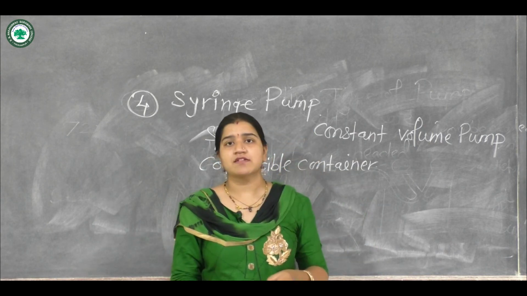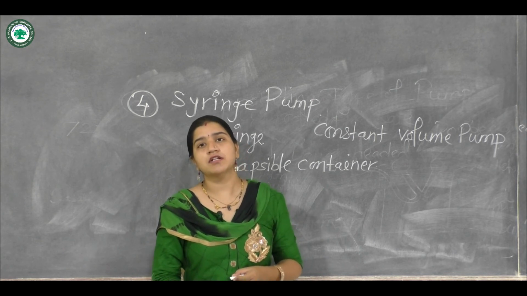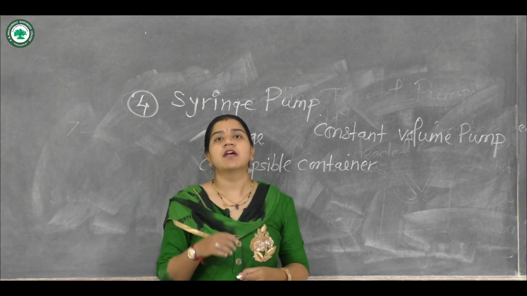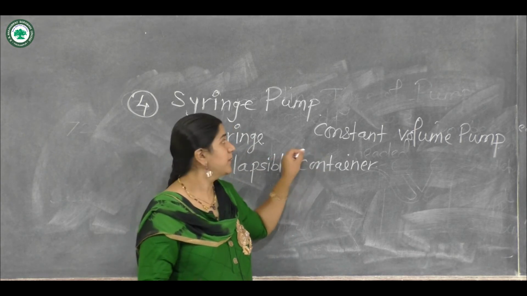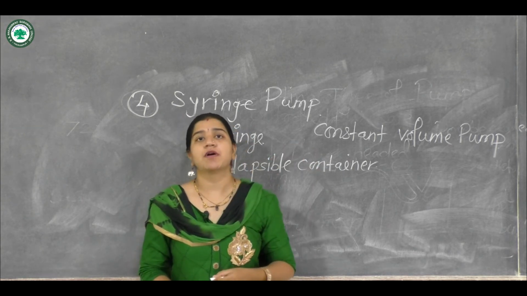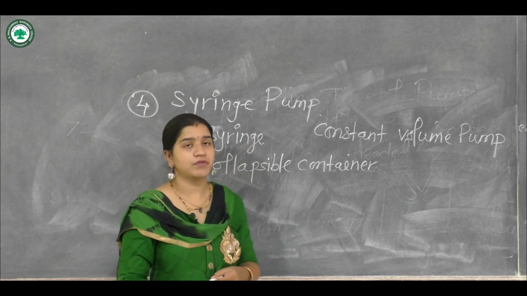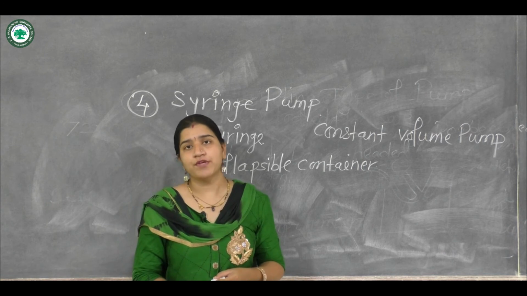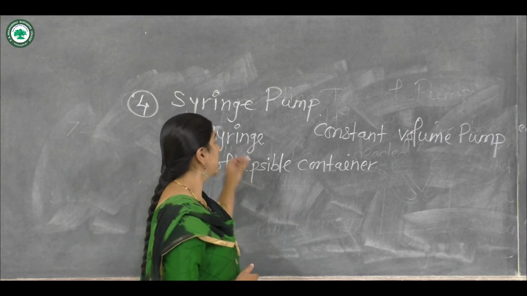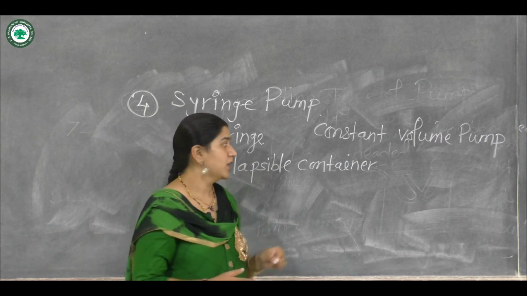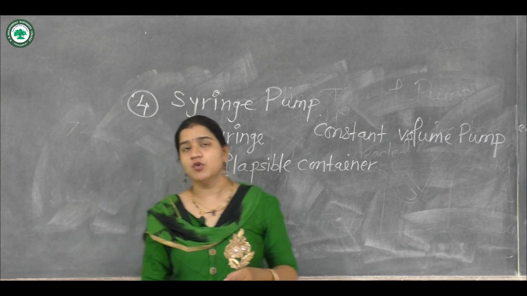Why is it known as a constant volume pump? Because every time a constant volume of the solvent is inserted inside the column by using the syringe pump. So the syringe pump, also known as the constant volume pump, injects a fixed volume of the solvent every time. Now the next type of pump is the pneumatic pump.